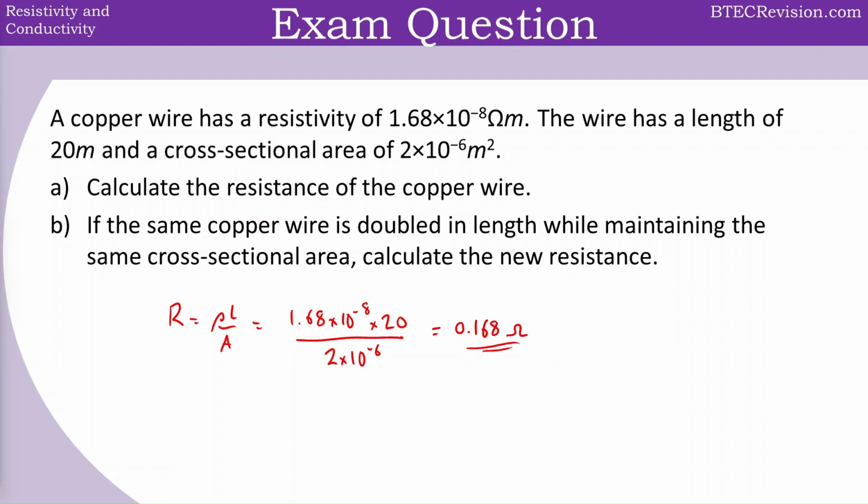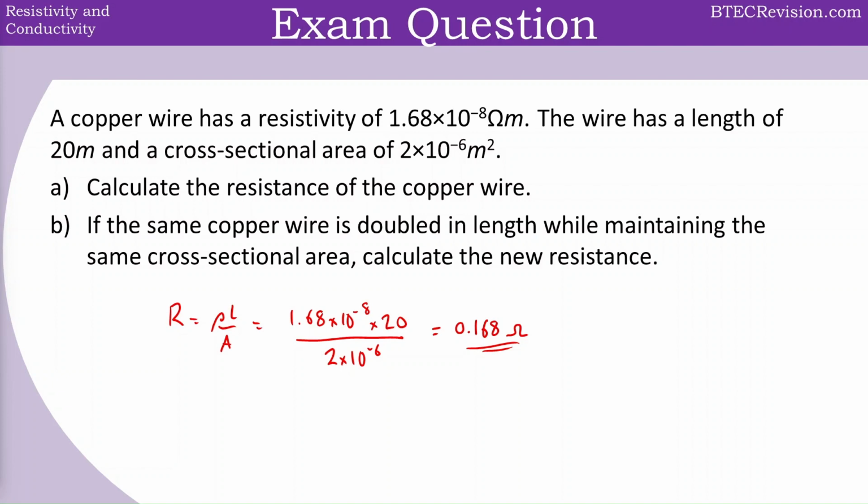Now, looking at part B, it says that the same copper wire is doubled in length. So we can times this by 40 instead of 20. And it says while maintaining the same cross-sectional area, so the bottom number here is the same, calculate the new resistance. Now, thinking about resistivity, we're looking at a copper wire, and that value stays the same for all copper wires, considering the temperature remains the same. And that's what we're going to assume in our specification.